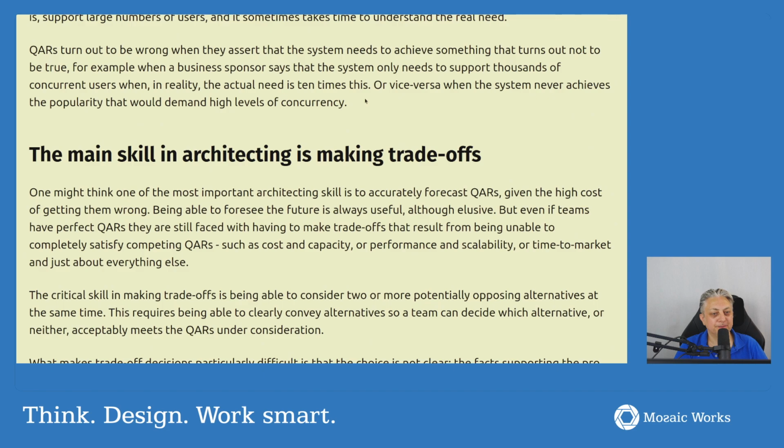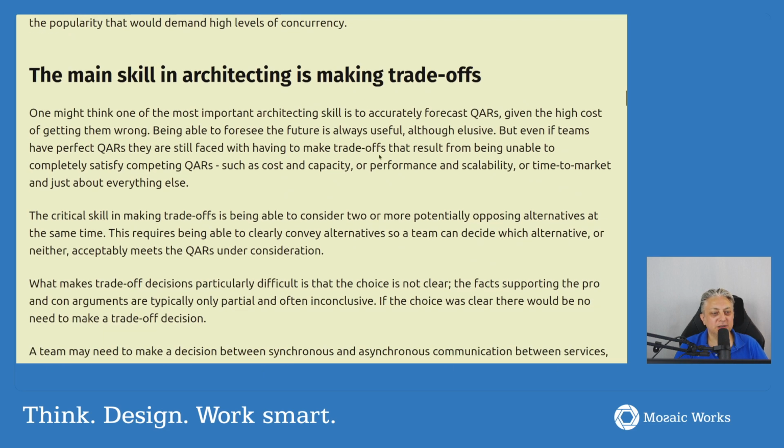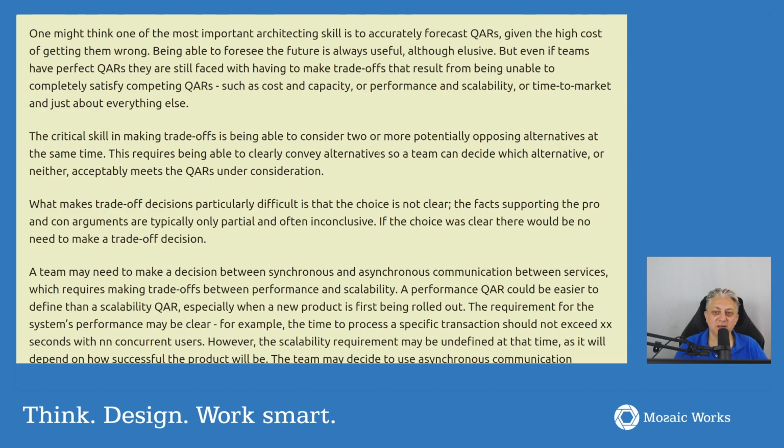not always obvious. The main skill in architecting is making trade-offs. One might think one of the most important architecting skills is to accurately forecast QARs given the high cost of getting them wrong. No. Being able to foresee the future is always useful, although elusive. We don't have crystal balls. Or we do, but they don't tell us anything. But even if teams have perfect QARs, they are still faced with having to make trade-offs that result from being unable to completely satisfy competing QARs, such as cost and capacity, or performance and scalability, or time to market, and just about everything else. I like this one.